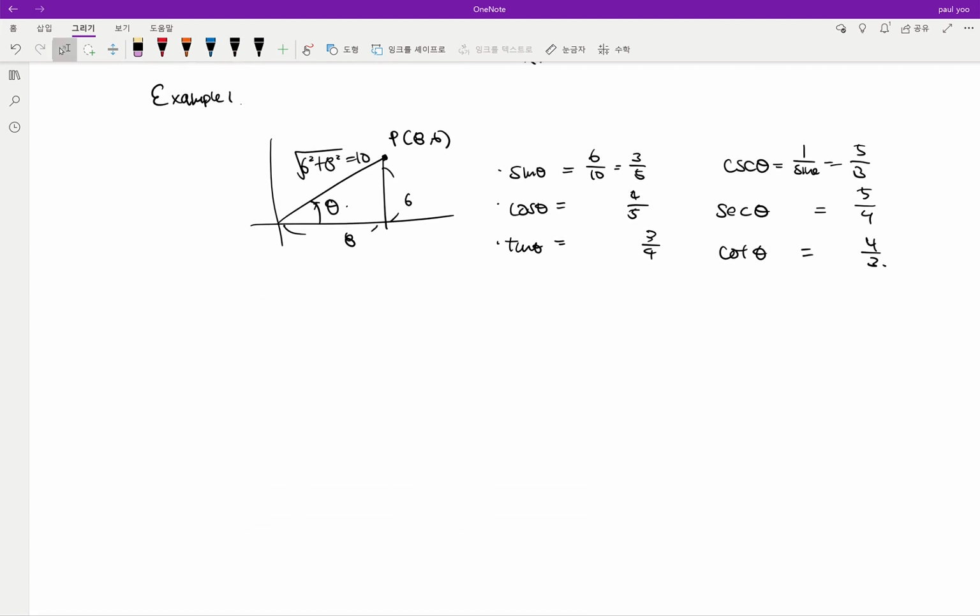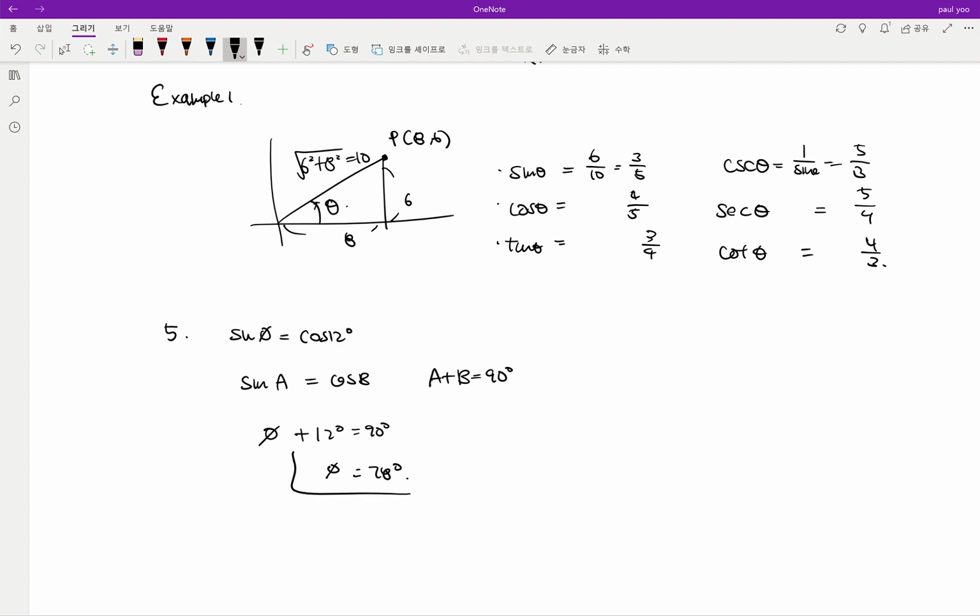And moving on to example 2, let's actually do one of the problems there together. Number 5, use cofunction identity. It says sine of phi is equal to cosine 12 degrees. Knowing sine A is equal to cosine B if A plus B is equal to 90 degrees, therefore phi plus 12 degrees should be 90 degrees, so phi is going to be 78 degrees. This is the answer to problem number 5.